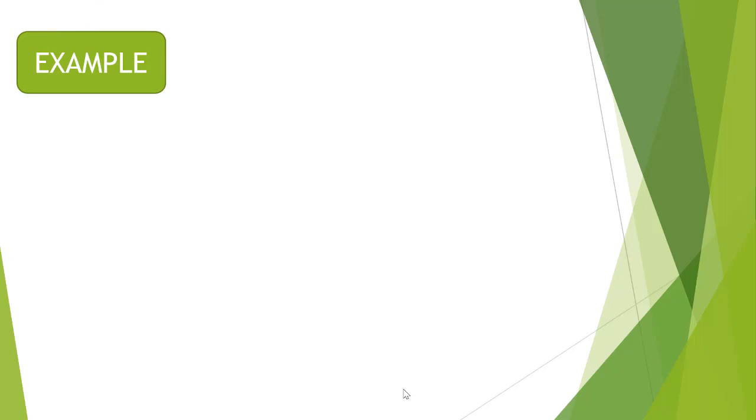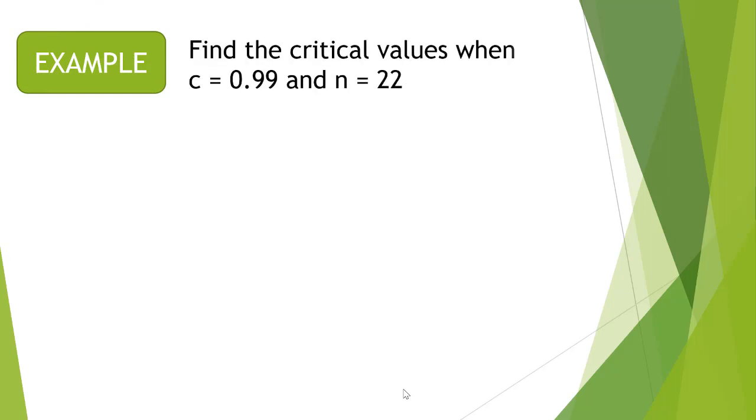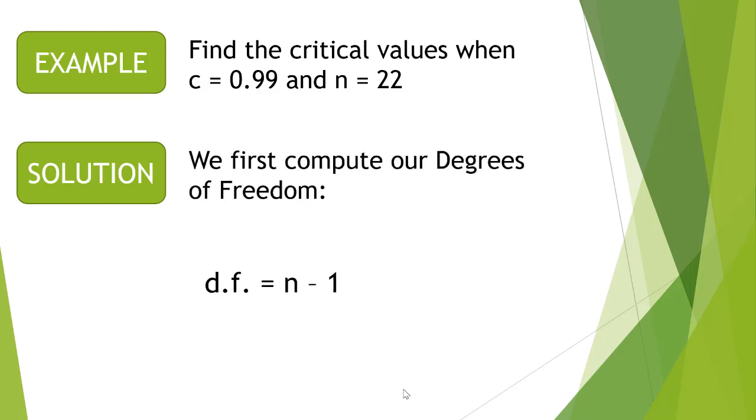So we have a little example here. We want to find the critical values for a c level of 0.99 and a sample size of 22, n equals 22. So let's take a look at our solution here. We need to know the degrees of freedom before we do anything else. So degrees of freedom are always n minus 1. In this case, the n is 22, so it's 22 minus 1, which is 21.